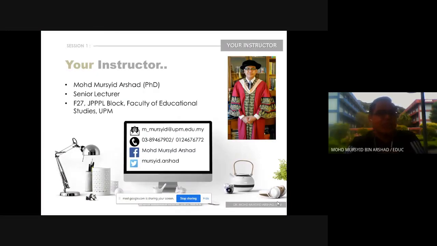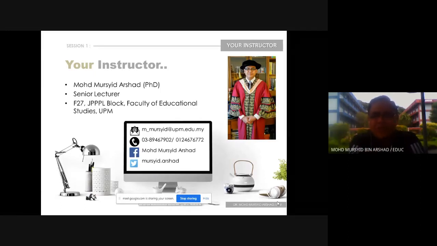So let's discuss. My name is Mursyid Arshad. I'm a senior lecturer from the Faculty of Educational Studies. I'm working in UPM since 2009. Then I pursued my master's degree and PhD in extension education, focusing on youth development. I was in the private sector before I joined the university. I was at Honda Malaysia as an HR practitioner, a human resource executive. My last position was head of section for training and development.